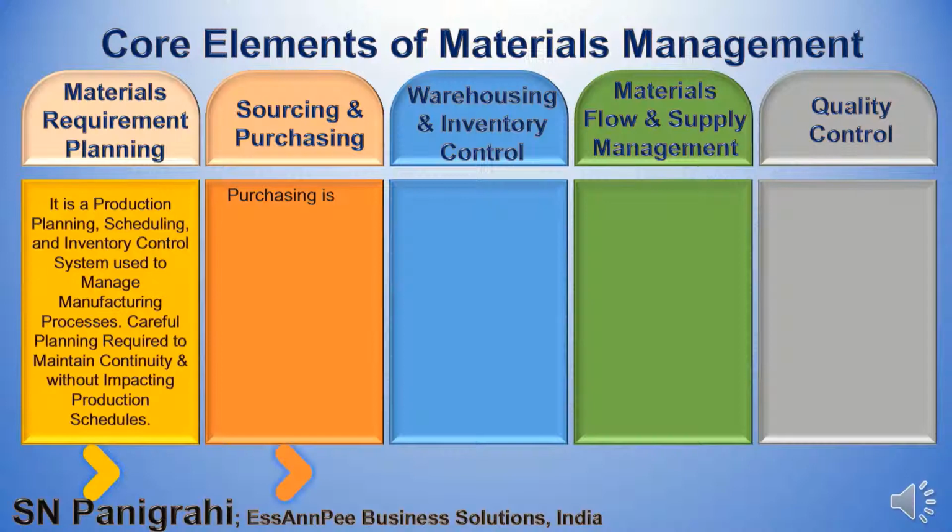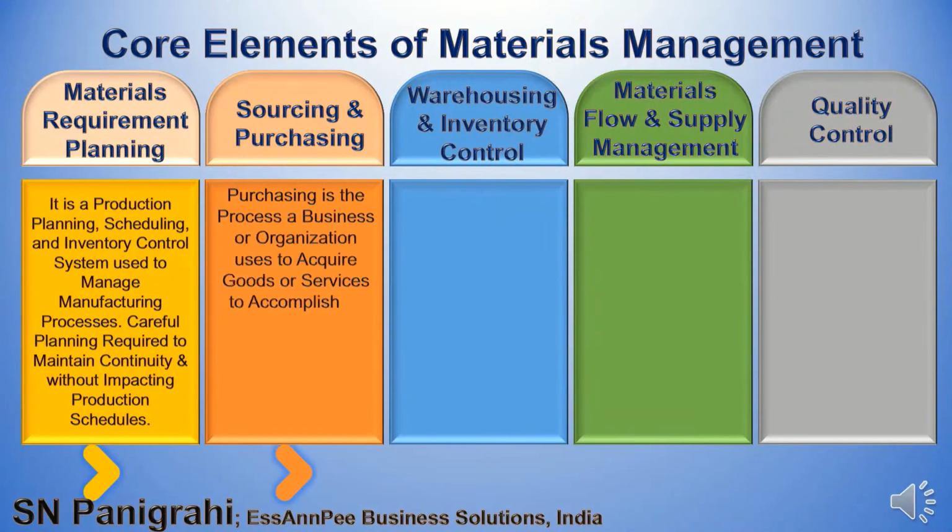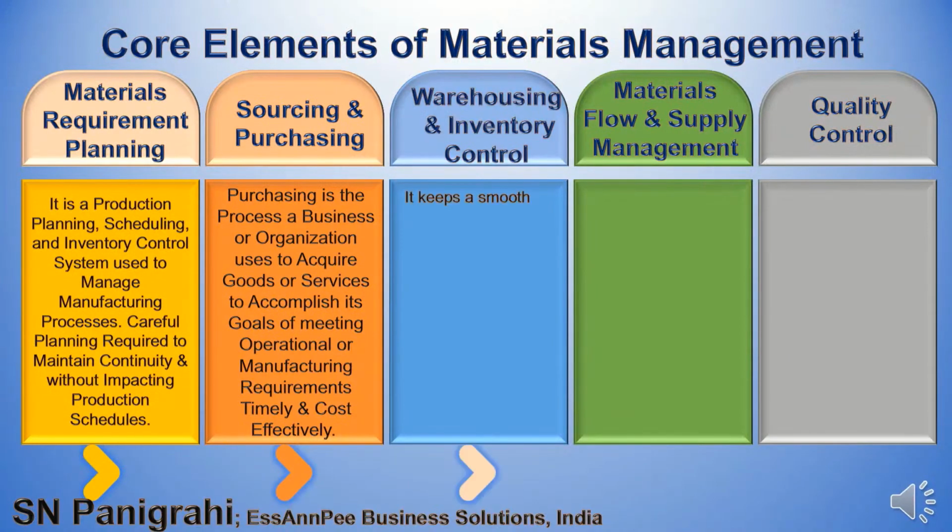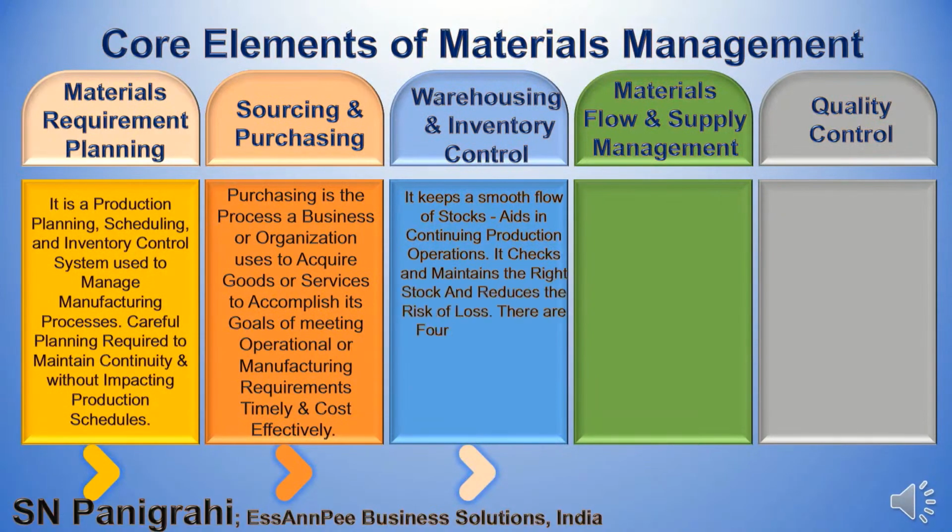Sourcing and purchasing. Purchasing is the process a business or organization uses to acquire goods or services to accomplish its goals of meeting operational or manufacturing requirements timely and cost effectively. Warehousing and inventory control. It keeps a smooth flow of stocks, aids in continuing production operations. It checks and maintains the right stock, and reduces the risk of loss. There are 4 main types of inventory: raw materials, components, WIP, finished goods and MRO.